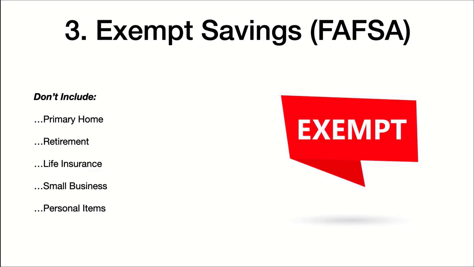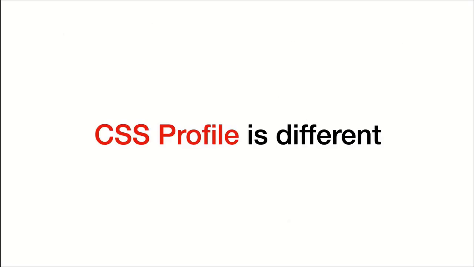All right, number 3. Don't put down exempt savings. We talked about this in the prior videos. The FAFSA does not count the value of your primary home, retirement accounts, life insurance, small business, or personal items like cars, jewelry, art, things like that. So don't put them down. But the CSS profile is different, so you need to plan ahead.